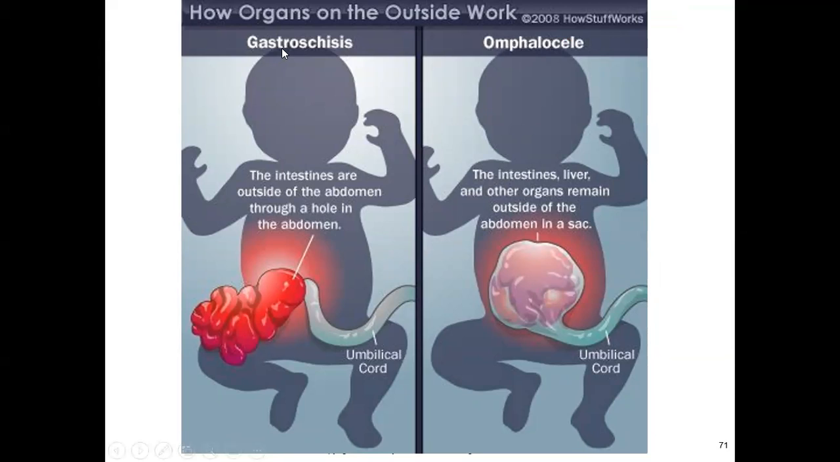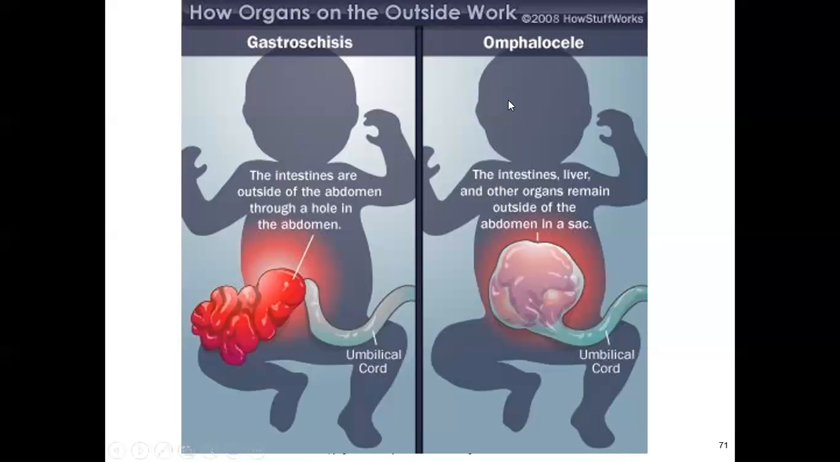So gastroschisis or omphalocele, what is it? The intestines are outside the abdomen through a hole in the abdomen. So this is the abdominal content. Gastroschisis is a birth defect in which the infant's intestines are outside the body because of a hole in the abdominal wall. It is an abdominal wall defect.